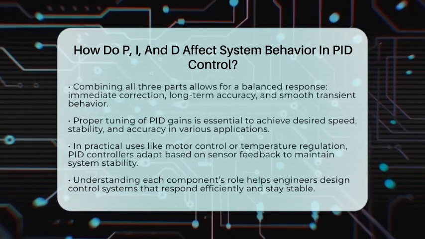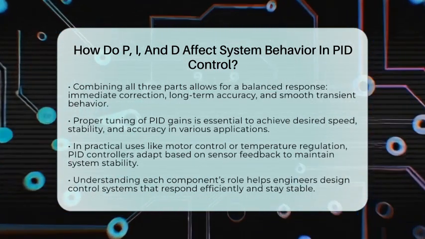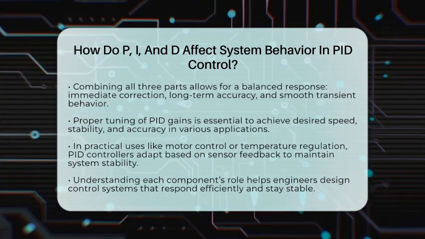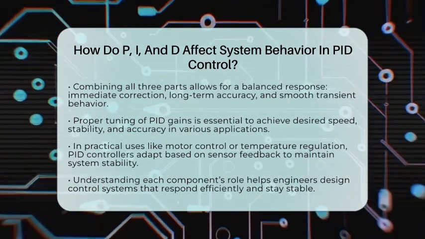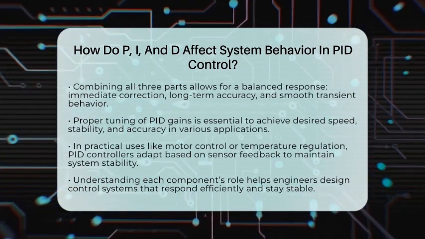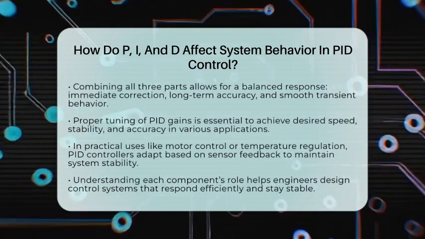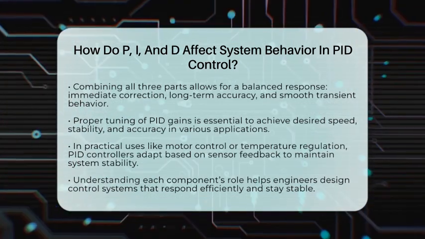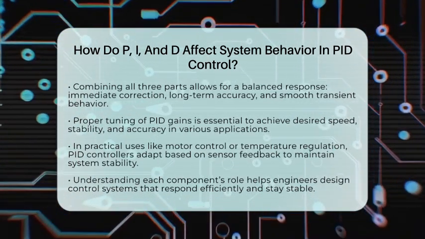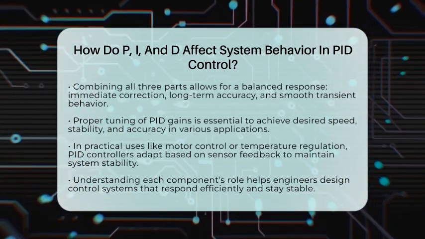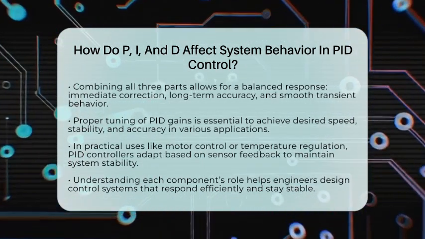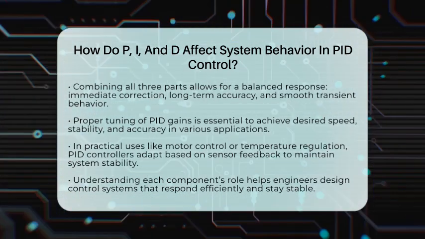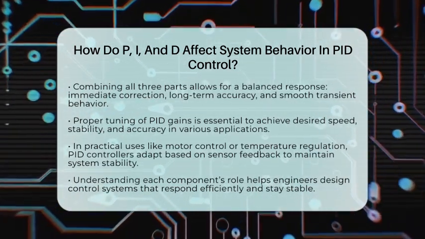In real-world electrical engineering applications like motor speed control, temperature regulation, or voltage stabilization, PID controllers constantly adjust inputs based on sensor feedback. They help keep systems stable and accurate, even when conditions change. So, understanding how each part affects the system lets engineers design controllers that respond quickly, stay stable, and reach the desired outcome efficiently. Remember, the proportional part makes immediate corrections, the integral removes long-term errors, and the derivative smooths out the response by predicting future changes. Together, they create a balanced control system that keeps everything running just right.